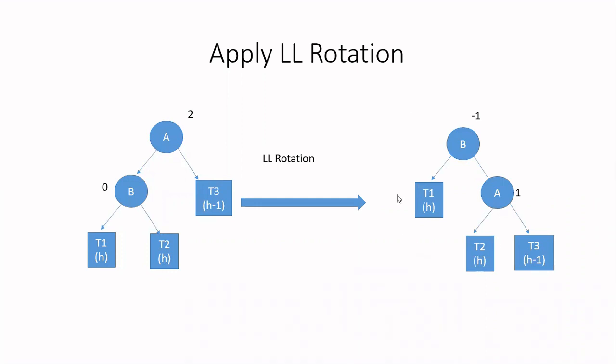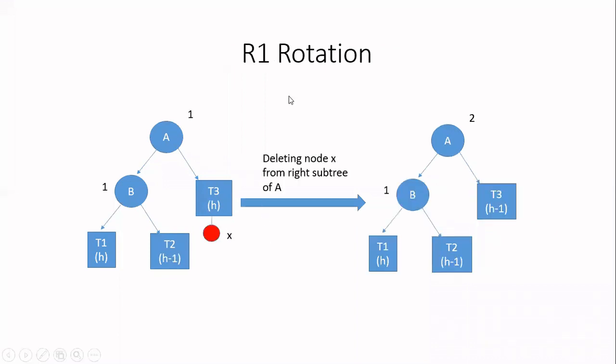So after this rotation, if you calculate the balance factor of all the nodes, they will have balance factors of -1, 0, and 1 only. So this is how you have to handle R0 rotation. Now let us see the second case. The second case is where I am going to perform R1 rotation. So what is this R1 rotation?